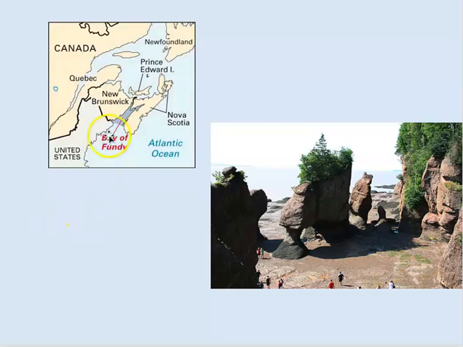Some places, like the Bay of Fundy in New Brunswick, Canada, have famous tides. Twice a day the water drops, and when it drops you can walk to this island. Twice a day the water rises, and you can't walk there. It's a tourist trap, but a pretty one.